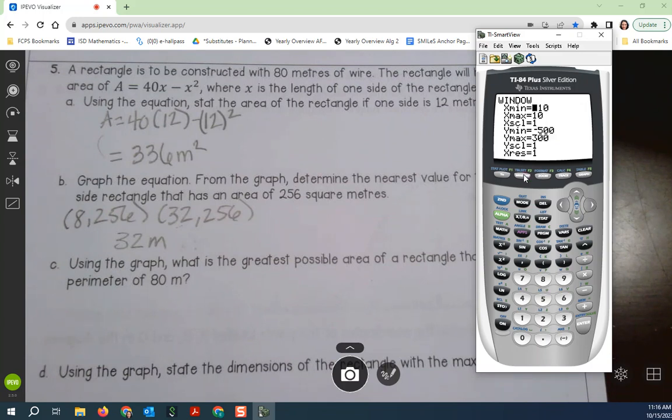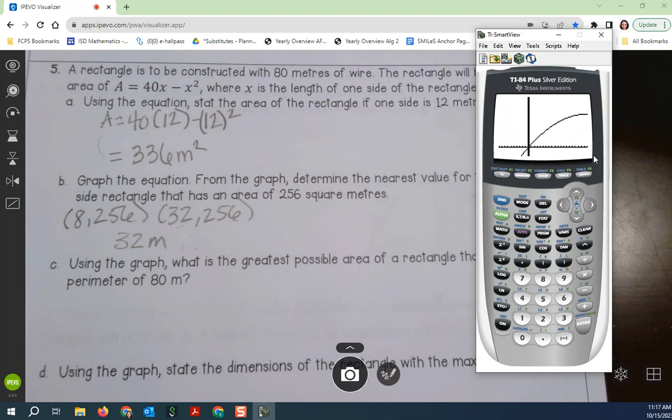So I'm going to go to window, and for my x max, I'm going to try a 20 so I can see more of those. And then for my y min, I just don't need to see so much. I'm going to go to negative 100. And then for my y max, I want it twice as big, so let's try 600. And let's graph.